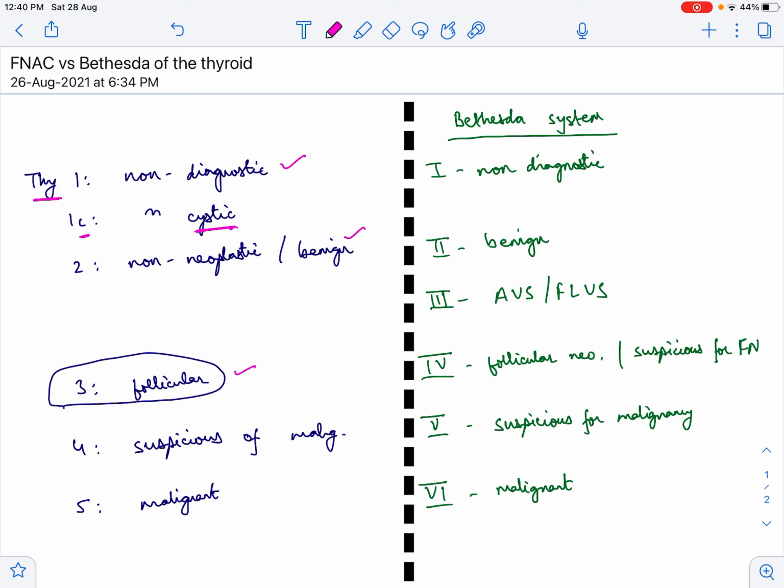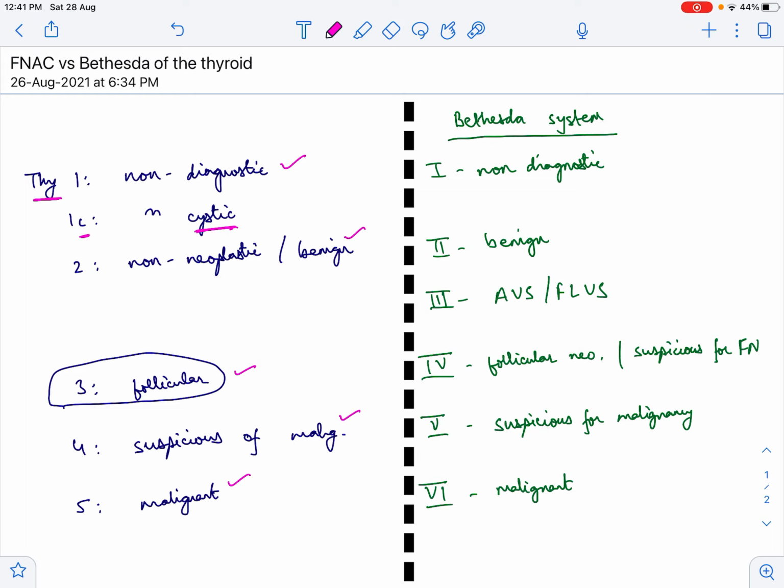This is because to diagnose a follicular carcinoma and to differentiate it from follicular adenoma, we need tissue. That is, we need a true cut biopsy or a core needle biopsy. We need some amount of tissue basically to look at the architecture of the cells, and FNAC is just cytology. That is not enough. 4 is suspicious of malignancy and 5 is malignant. So, to recap, 1 is non-diagnostic, 1C is cystic, 2 is non-neoplastic or benign, 3 is follicular, 4 is suspicious of malignancy and 5 is malignant.